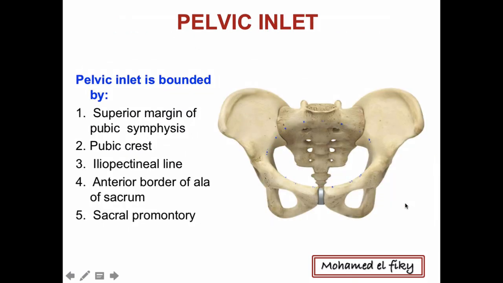This is a pelvic inlet. The pelvic inlet boundaries are the symphysis pubis, pubic crest, pubic tubercle, pectineal line, and promontory of the sacrum and the ala of the sacrum. This is the pelvic inlet.